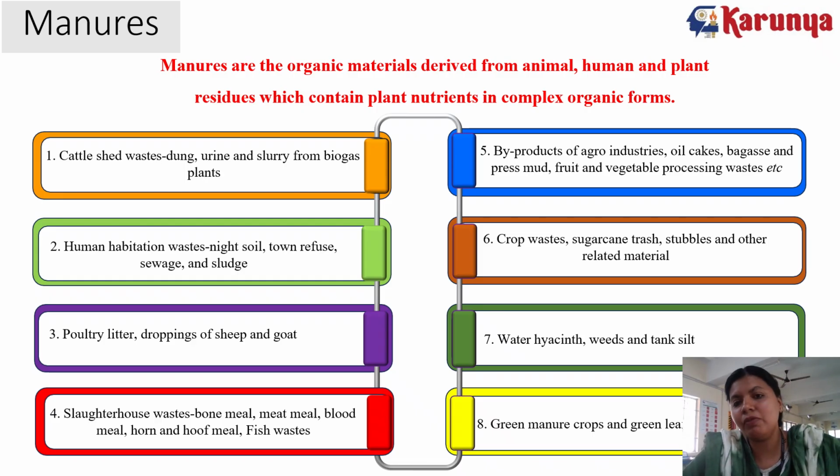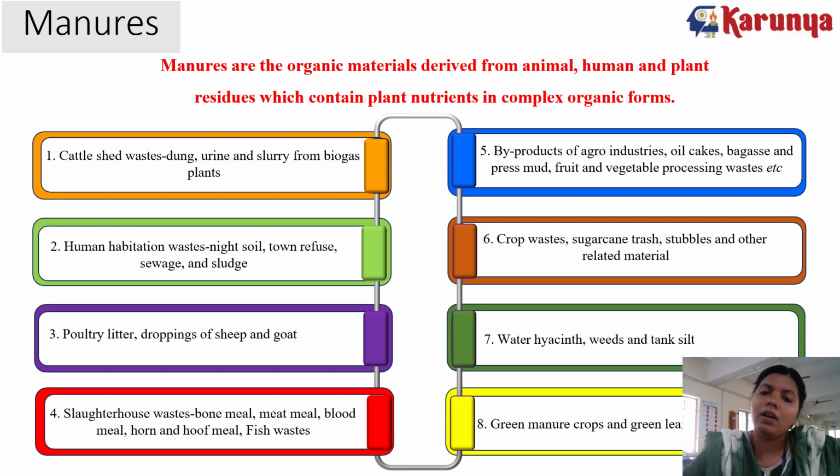So let us see some of the sources from which we can obtain these organic manures. First, we can get it from cattle shed waste, that is cow dung, cow urine, slurry from your biogas plants, and sewage and sludge from human habitat areas, poultry droppings, the litters of sheep and goat, and slaughterhouse waste, which include bones, blood, hoof, horn, and after cleaning your fish for food, the waste of fish can be used as one of the sources of organic manure.